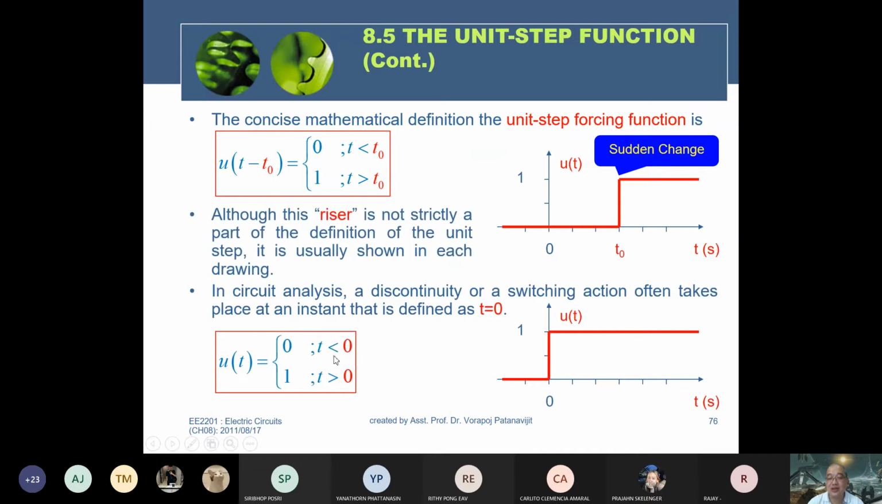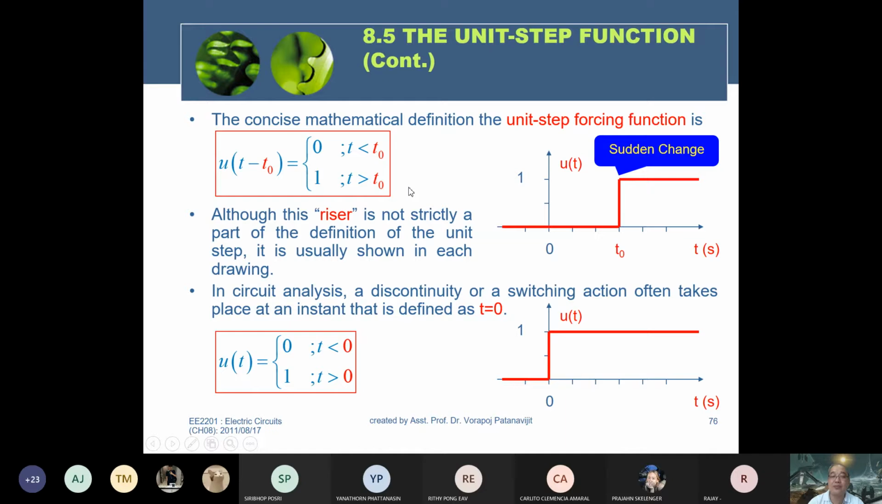The unit step function, the symbol is here, u(t), equal to 0 and 1. It means it equals 0 for time less than 0, and it equals 1 when time is greater than 0. It behaves like this: for time less than 0, the switch is turned off. For time greater than 0, the switch is turned on. Now you can activate the switch not at time equal to 0, but turn it on or off at any time t0.